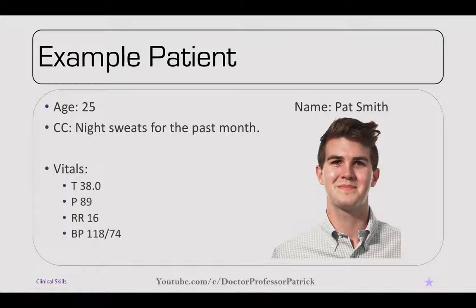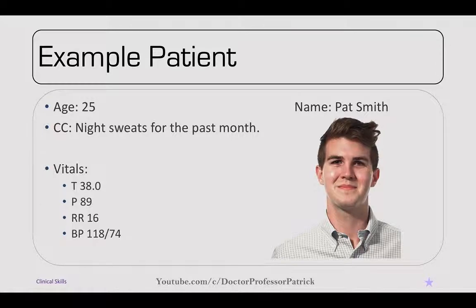So now we're going to move on to an example patient so you can see how this might work out. They would give the announcement to knock and enter, and at this time you would slide open the patient encounter and you would see it's a 25-year-old named Pat Smith, and they have a chief complaint of night sweats for the past month, and their vital signs are relevant for a fever of 38.0, pulse of 89, respiratory rate of 16, and blood pressure of 118/74.